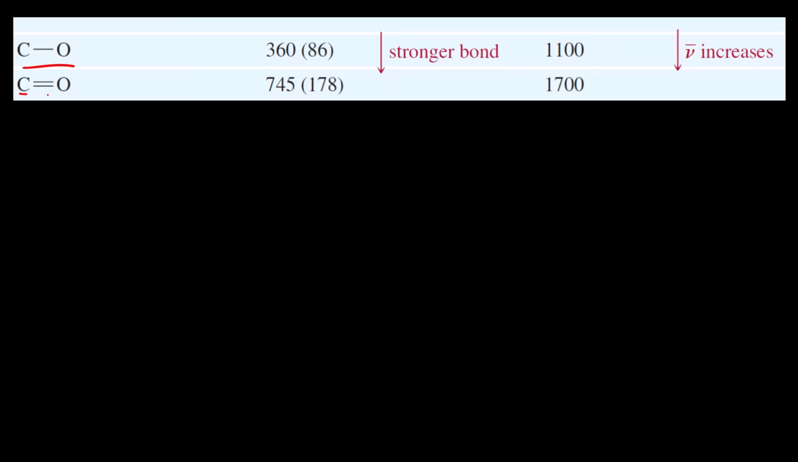One more example: carbon-oxygen single bond, carbon-oxygen double bond. Carbon-oxygen single bond, it is lower; carbon-oxygen double bond, it is higher. So I hope you have understood this first factor. Now the next one is reduced mass.